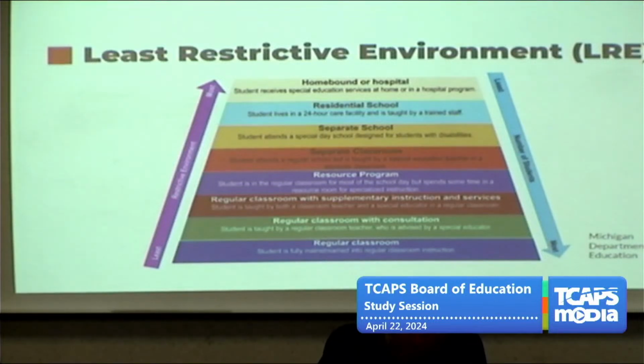Questions on least restrictive? Probably the most important thing. We're anticipating a potential audit through the state of Michigan. We don't know if we're going to be one of 10 districts that are picked throughout the region or throughout the state, but that is one that we will find out in June whether we are selected to go through an LRE audit through the state of Michigan. Questions about least restrictive?